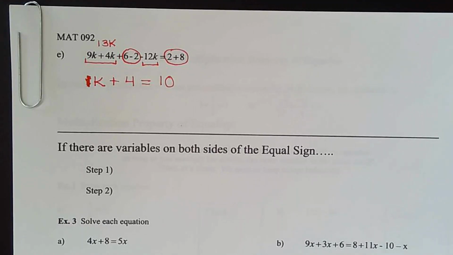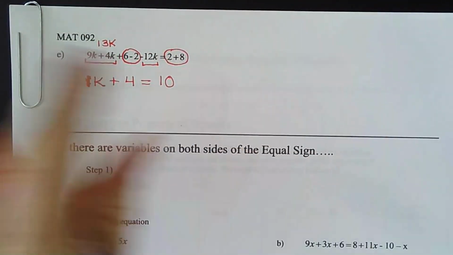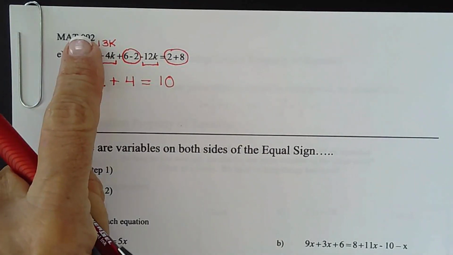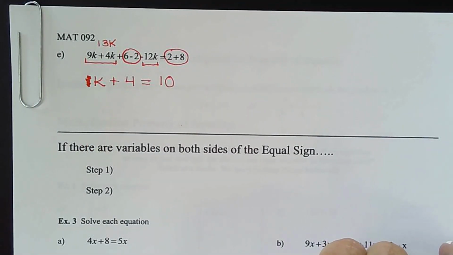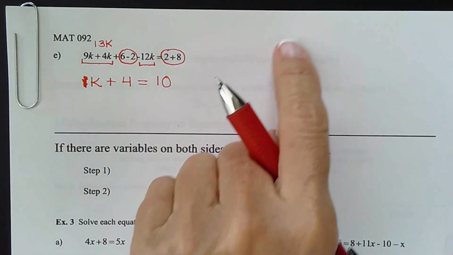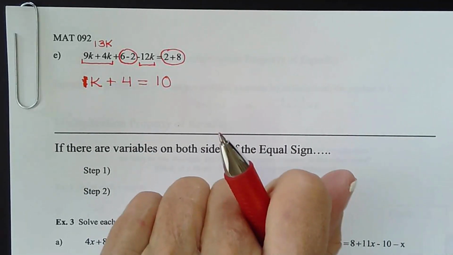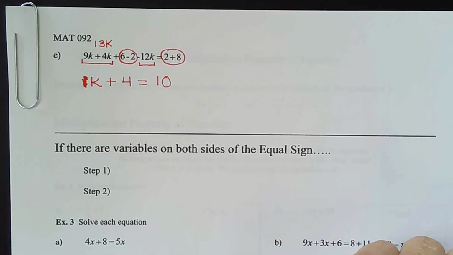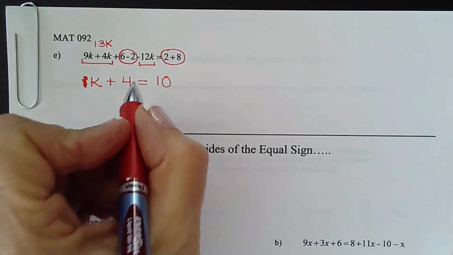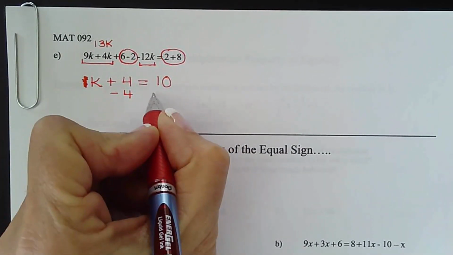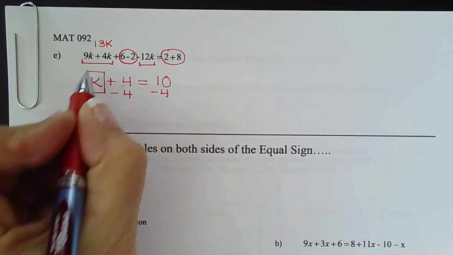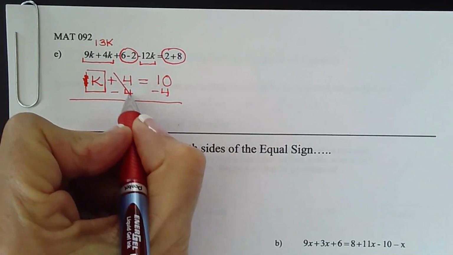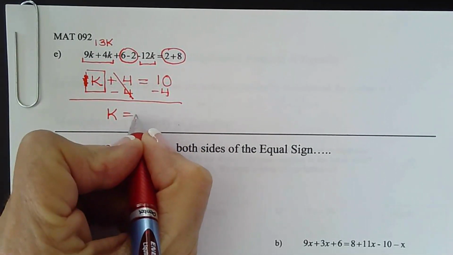So instead of doing 53,000 steps and moving stuff from side to side, we first simplify, then it's a one-step problem. And I've seriously had students do like 6, 8, 10 steps on this problem because they forgot to simplify first. So we always simplify on each side. Then we do the opposite to get the variable alone. So the opposite of add 4, because this is what we want to get alone, is subtract 4. That cancels, so we get k equals 6.